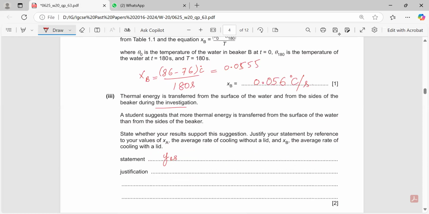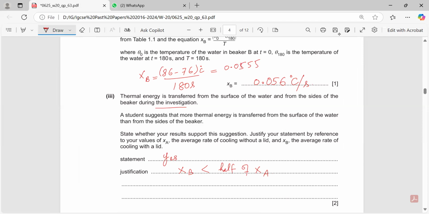As I told you, you can say that XB is smaller than even half of XA. Why are we saying this is less than half of XA? Because the rate of cooling is faster when there is no lid. In other words, the lid is stopping a lot of heat from escaping from the surface of the liquid.